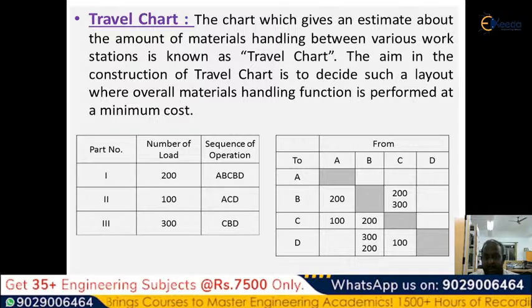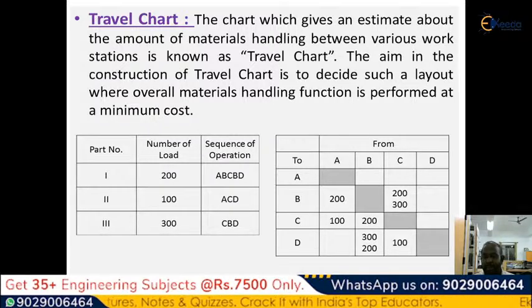So I have 3 parts. Part 1 is going to be 200 components. Part 2, I'm going to have 100 components. Part 3, I'm going to have 300 components. It means, say, 3 different dimensions of a product, indicated by part 1, part 2, and part 3. So how many of part 1, how many of part 2, and how many of part 3 there are, and what is the sequence of operations?